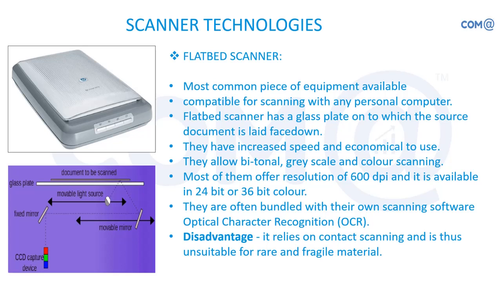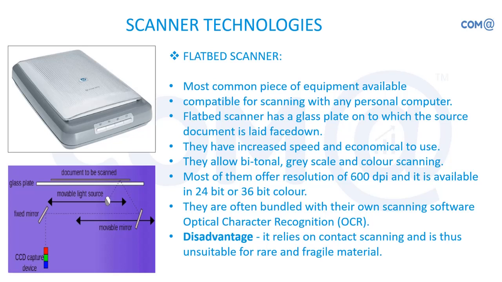Flatbed scanners have a glass over the circuitry. Inside the glass you can view how the head is moving or how the transaction is happening. All those things you can view, and objects will be kept over the glass only, papers and other stuff, whichever you want to scan. They allow bitonal, grayscale and color scanning, so multiple colors, grayscale, or two-color, three-color scanning also.